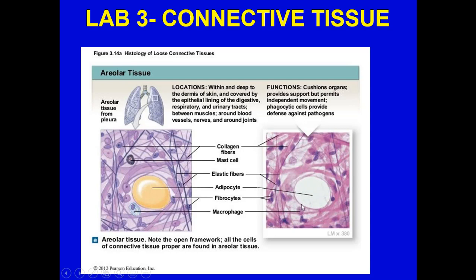Notice that it's empty. It's not because that's a lumen. That's actually just been washed out of all of its fat, fatty acids, lipids, etc. from that cell. But that cell's still there, and you still have a nucleus in there too. It may not be easy to see. You will also find, of course, the elastic fibers and collagen fibers here. Areolar tissue is involved in cushioning organs, providing support, and permits independent movement. Phagocytic cells, such as macrophages, provide defense against pathogens.